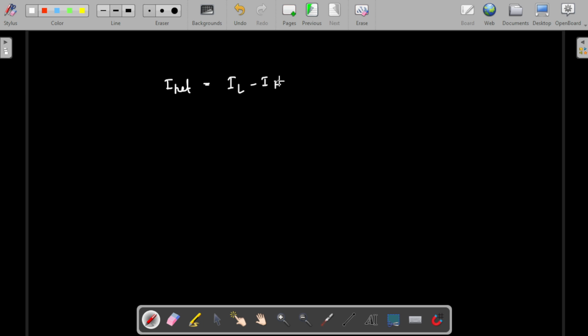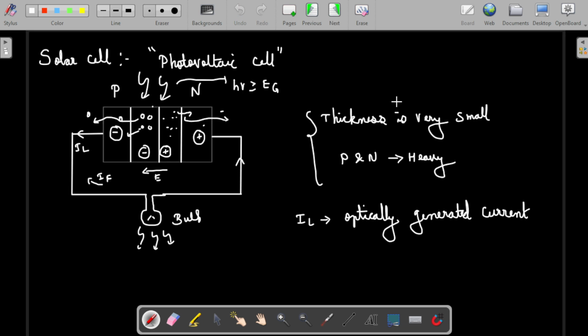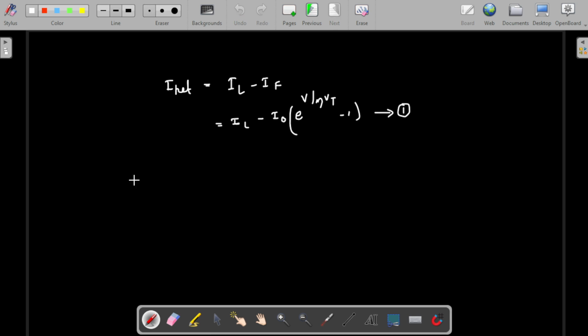IL is the majority charge carrier current, so that is equal to IL. IF can be written as I naught e power V by eta Vt, which is similar to the diode current. We apply the diode current equation because if we connect a battery to this, the current will flow in this direction, that is ID, the diode current. ID is similar to IF, so we use the diode equation here. I hope this is understood.